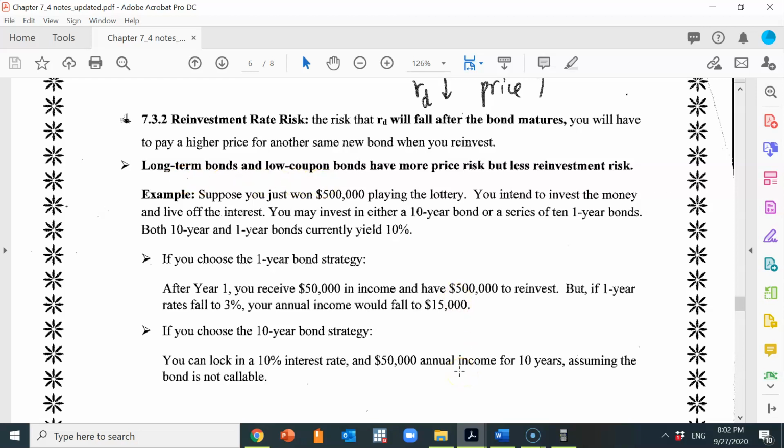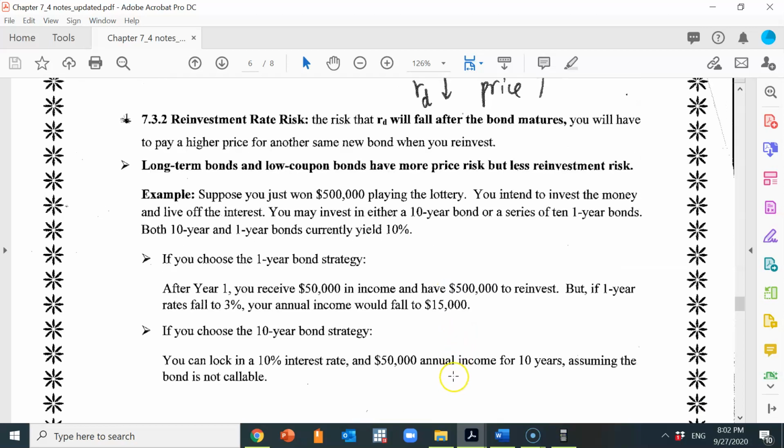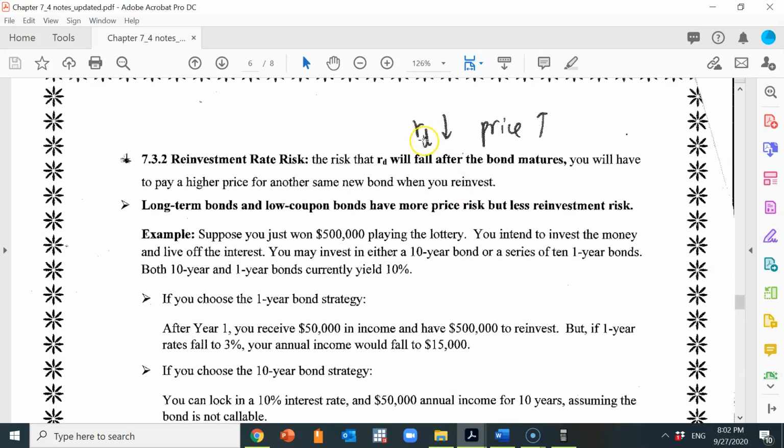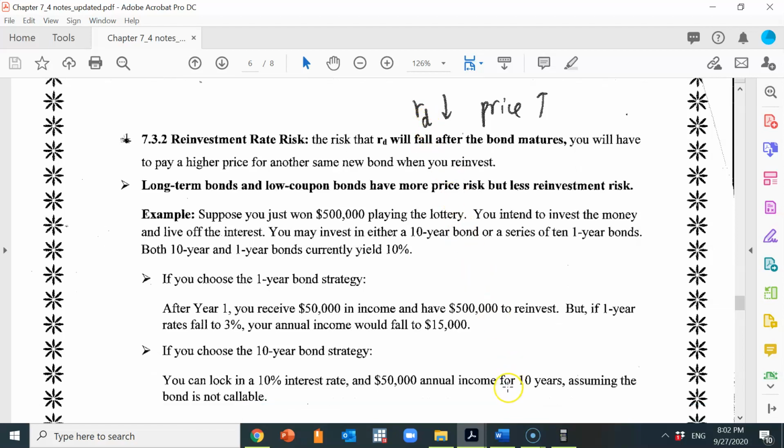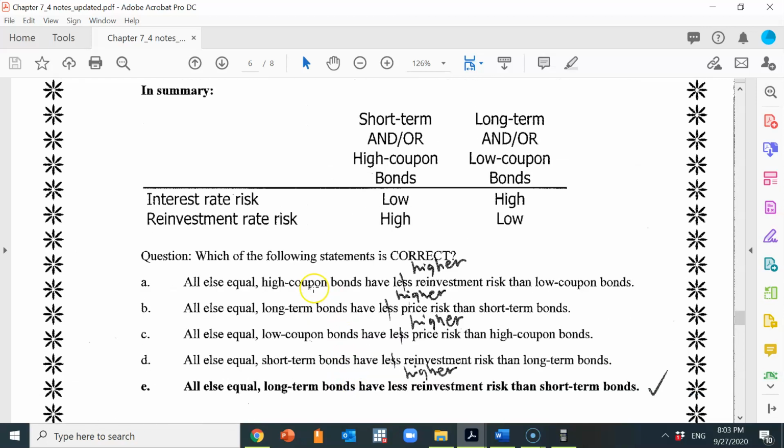Because you are locked in the price, you don't have to worry about the decrease in interest rate in the market anymore. You could keep your rate at a high level for a long time. Summary. For long-term and low coupon bonds, they have higher interest rate risk, but they have lower reinvestment risk. On the other hand, short-term bonds or high coupon bonds have lower interest rate risk and higher reinvestment risk.